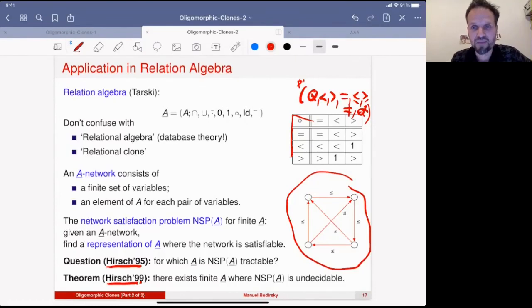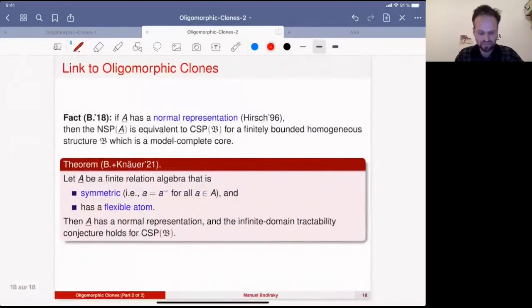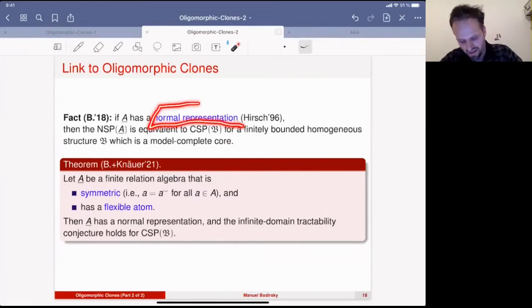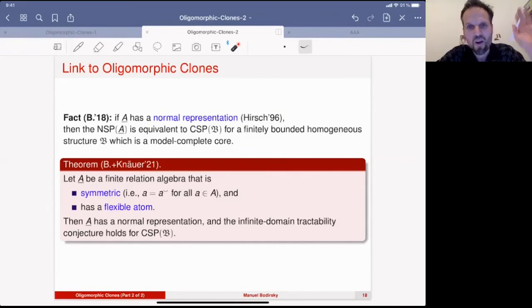But there is a link, again, to CSPs, and even better, there's a link to oligomorphic clones in this context. And the link is strongest if you have the extra assumption that your relation algebra has a normal representation. This was introduced by Hirsch also. Most of the natural examples that are used in relation algebras do have such a normal representation. And then the network satisfaction problem for A is equivalent to the CSP for an infinite structure. That's already nice. And it's even a finitely bounded homogeneous structure. And it's even a model complete core. So all the nice properties that I have discussed today, all of them apply. So we are really fully in the framework of our dichotomy conjecture.